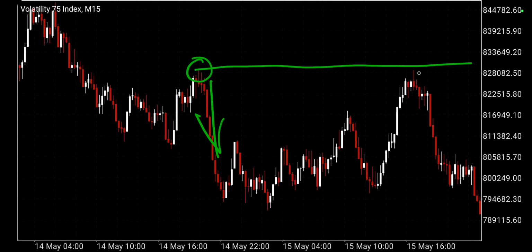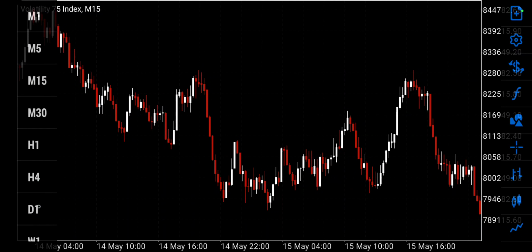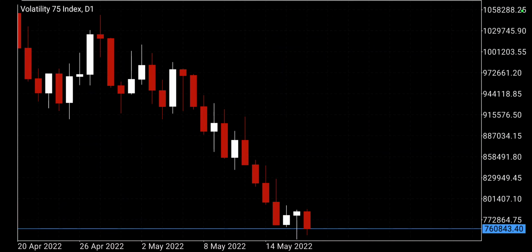How does it react to it? It gives me a rejection bar and it still moves below the range of that pin bar. And that's a sign that the bears can push down. So in this case, let's go up to daily. I'll show you what I mean by that.